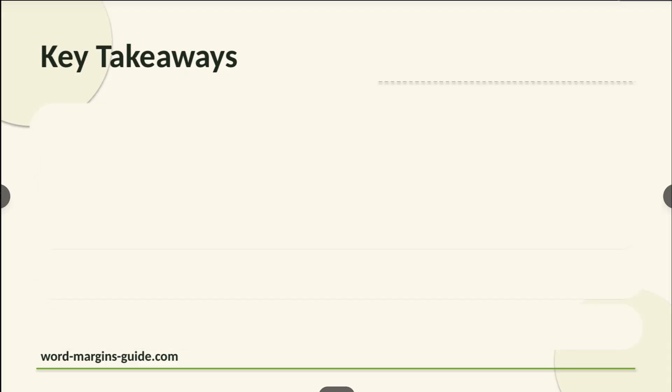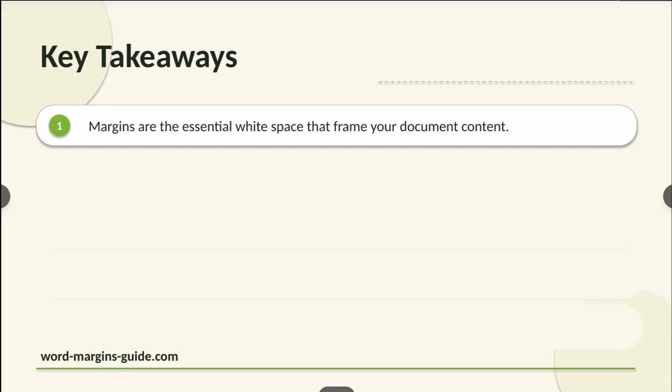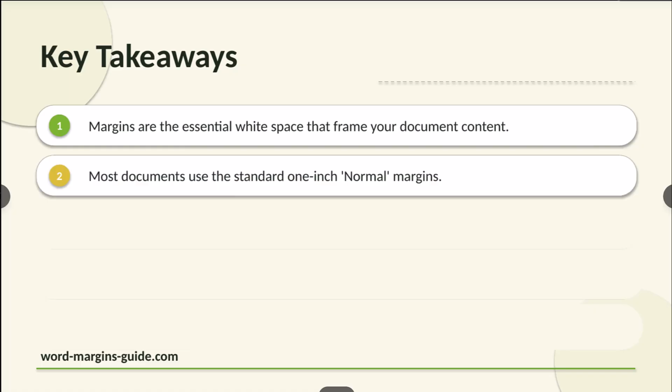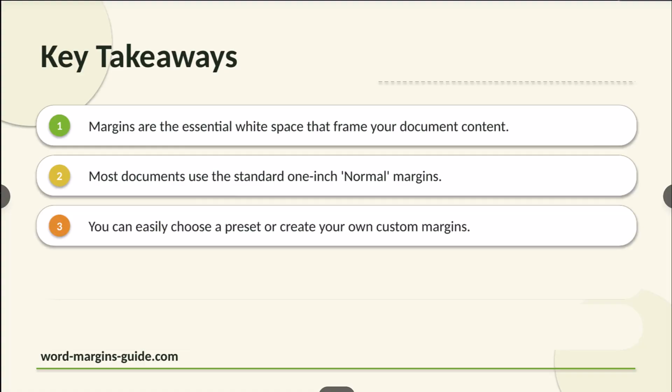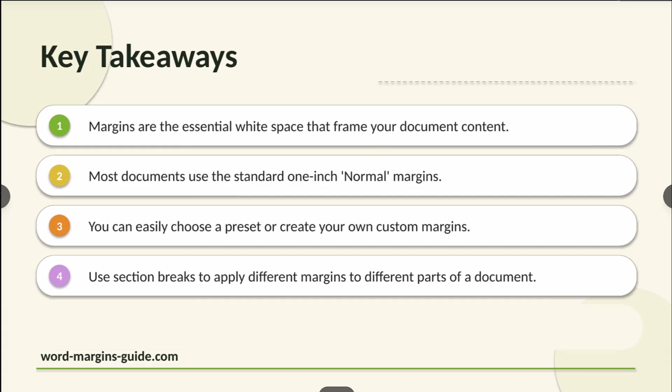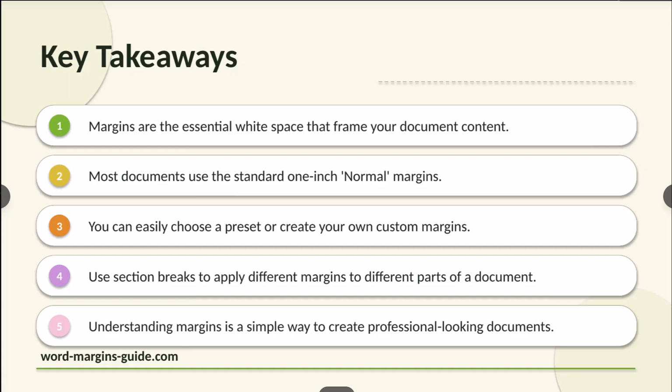To quickly recap, margins provide the blank space or white space around your document. Most documents use 1-inch margins. You can choose a preset or create your own custom margins. Different sections can have different margins, especially to accommodate graphics. Once you know where the margin button is, changing margins takes only a few seconds.